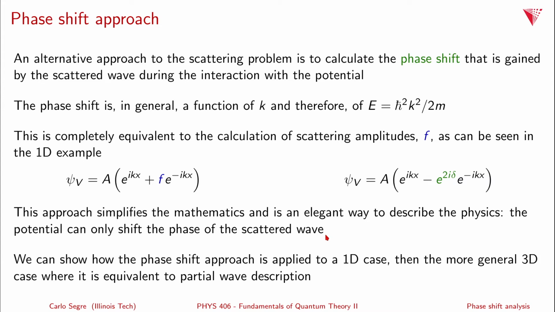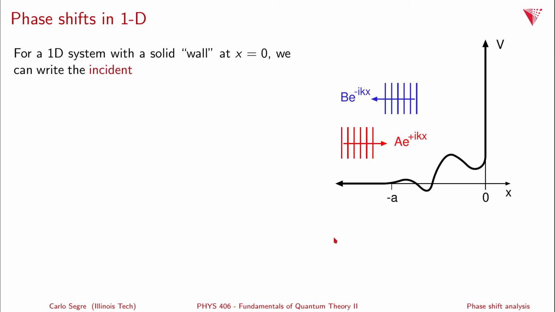So first what we'll do is we'll apply the phase shift method to a one-dimensional case, then we'll do a three-dimensional case, and finally we'll show how it's equivalent to partial wave description. So in one dimension, let's assume we have a solid wall at x equals 0.